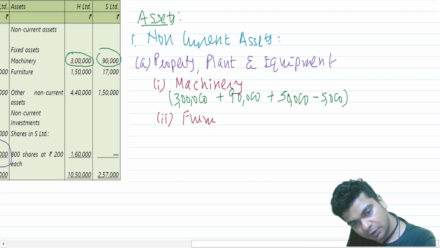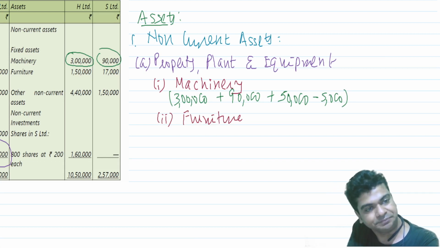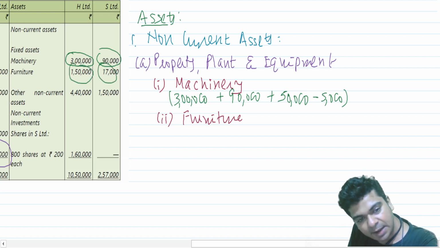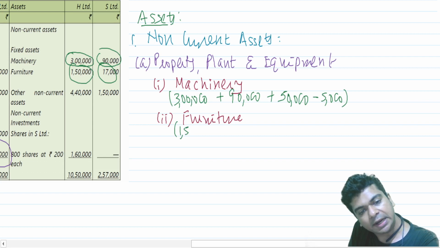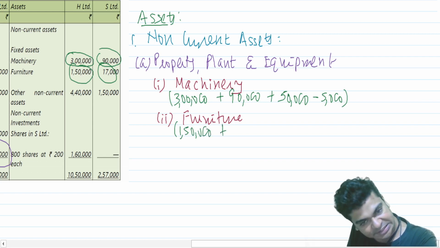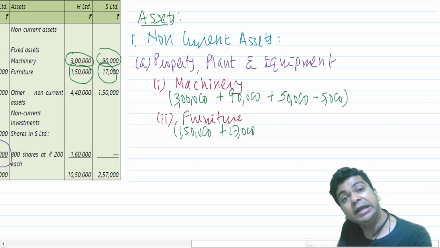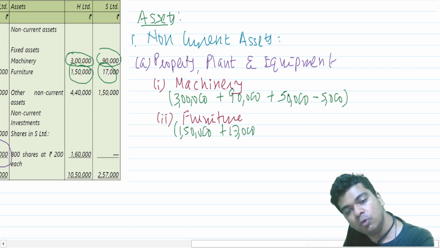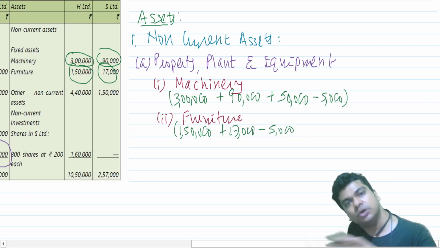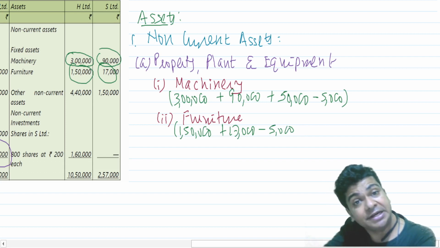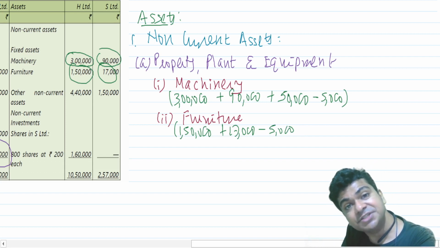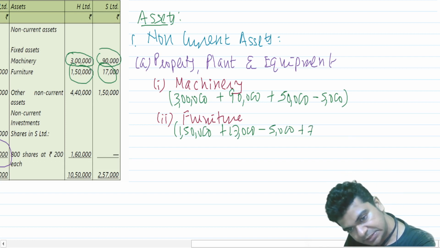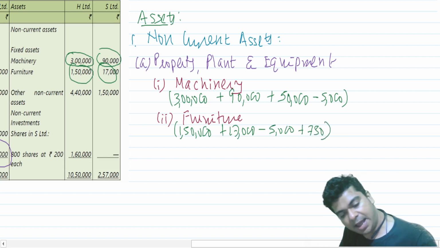Furniture, that is the other one. Furniture. 1 lakh 50 and 17. First line by line addition. 1 lakh 50,000 plus 17,000. For furniture also there is a revaluation. We have done a downward revaluation of 5,000. So deduct that 5,000. And 750 rupees of excess depreciation was reversed. So add that back. 750. Add that back.